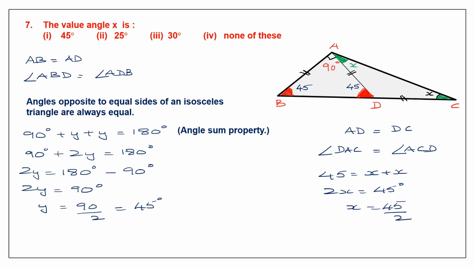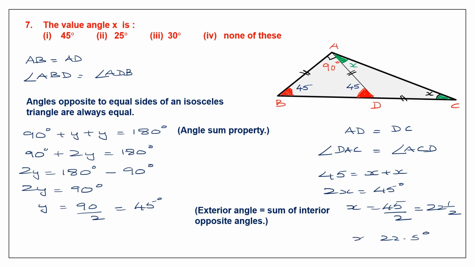Now how did we get this? Using the property that the exterior angle is the sum of the interior opposite angles. Now let's solve for x. X is equal to 45 by 2, that is 22 1 by 2, or 22.5 degrees. This is our answer. But as you can see, 22.5 is not there in the options at all. That means none of the first three are our answer, so we tick none of these.